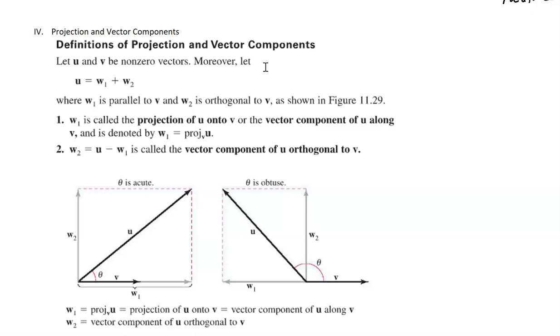w2, which is u minus w1, is called the vector component of u orthogonal to v. So w1 and w2 are orthogonal to each other. Notice that w1 keeps the direction of v, but its magnitude is influenced by u. And then w2 is orthogonal to that. Now, if you were to copy this w2 over here, you can see that u is the resultant vector w1 plus w2, and then you can see why that would lead w2 to be u minus w1. This is the way that this looks when theta is acute, and this is the way that it looks when theta is obtuse.